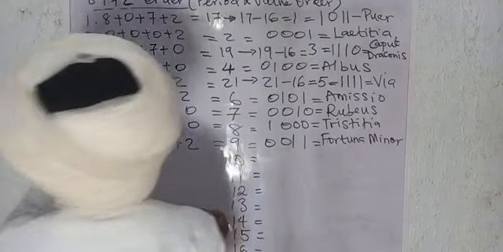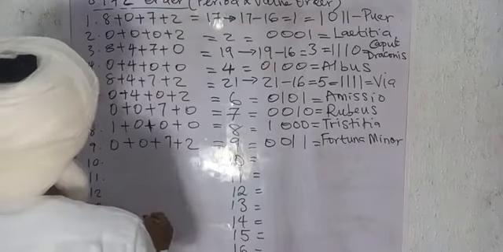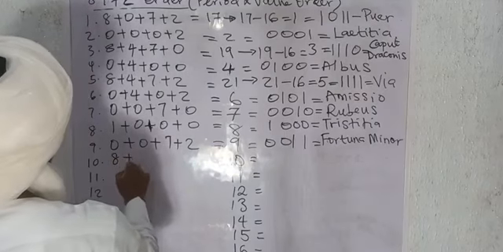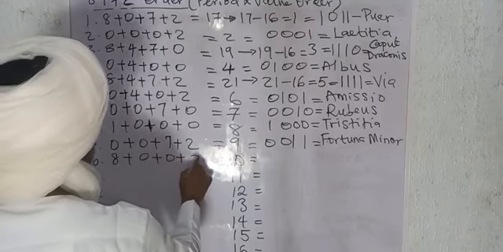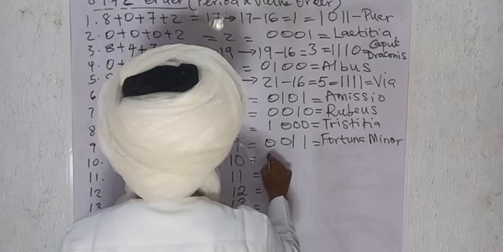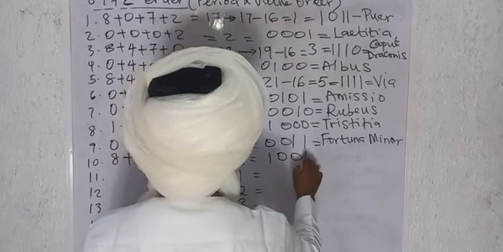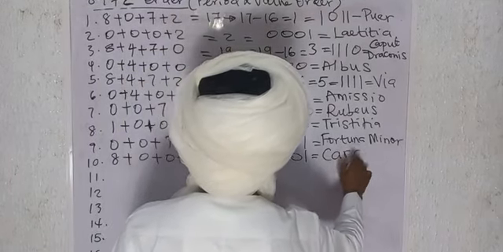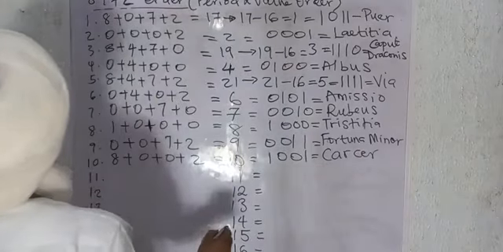10. Which 2 numbers can give us 10 here? 8 and 2. So that is 8 plus 0 plus 0 plus 2. So we have the figure being like 1, 0, 0, 1. That is called Carcer.